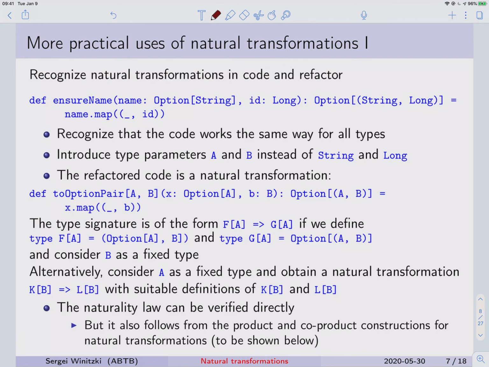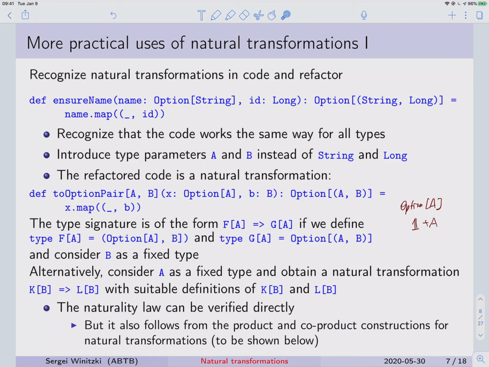Consider B a fixed type. Option of A is denoted as 1 plus A, is the short code type notation for that. And then you look at it and you say, yes, indeed, it's covariant in A. And so indeed this is a functor, covariant functor in A, this is covariant functor in A, and so it's a natural transformation. You need to check the naturality law.